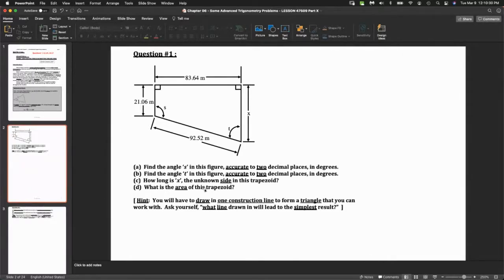So the question here is to solve for the angle S and the angle T. And then later on, you're asked to find what this length here is, X, on this figure. Now this figure is a trapezoid. And it's a trapezoid because this side here is parallel to that side there. Those sides are parallel because of these right angles. So our objective is to find all those things, and then kind of like a cherry on top, you have to find the area of the figure later on.